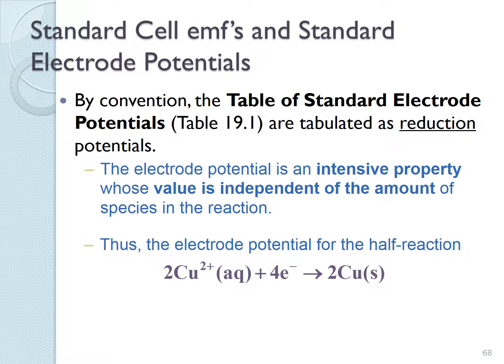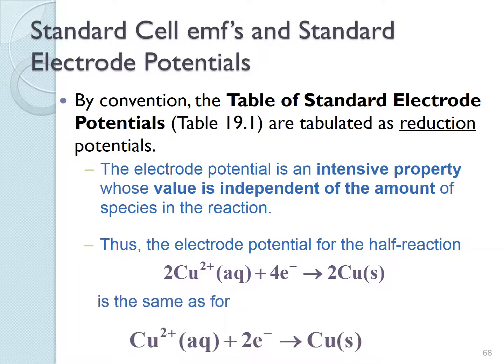It's an intensive property, so that means it's independent of the amount of species of the reactant. So it doesn't matter if you double the half reaction, the E cell or the E for the reduction potential is going to be the same no matter if you double it or if it's single. Now the work is going to be different because of different electrons, but the actual E cell value or the E reduction value is going to be the same regardless of how many electrons or if you double it or whatever.